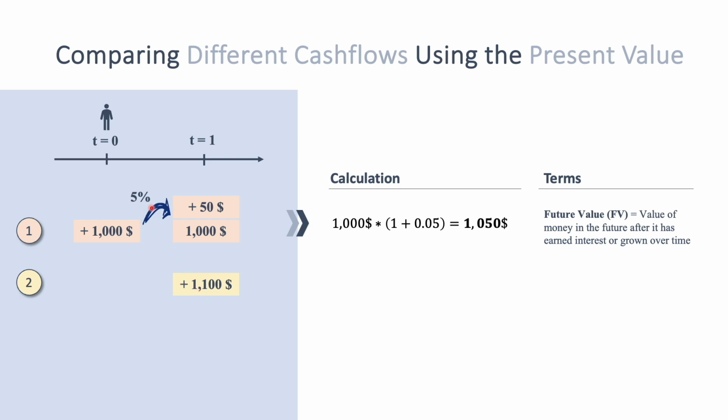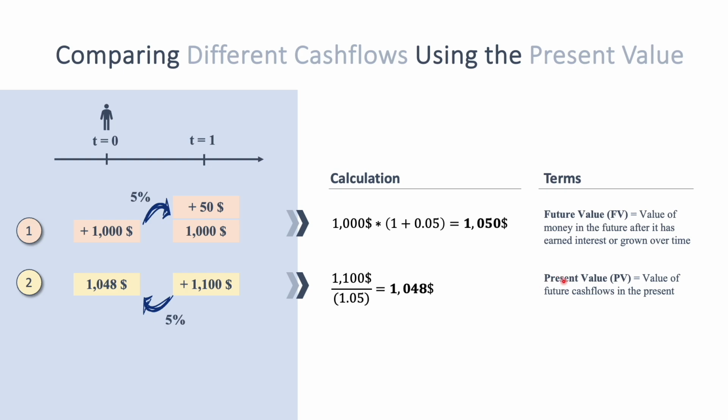Before, we grew the money by the yield to get the future value. Now let's go back in time and discount the 1,100 by the discount rate to get to the present value. To do that, we calculate $1,100 and divide it by 1 plus the interest or discount rate. This is called the present value because it's the value of our future 1,100 in the present. And now we can compare the two cash flow streams in the present at T0. Again, we see that 1,048 is more than 1,000 and thus again option 2 is more beneficial.